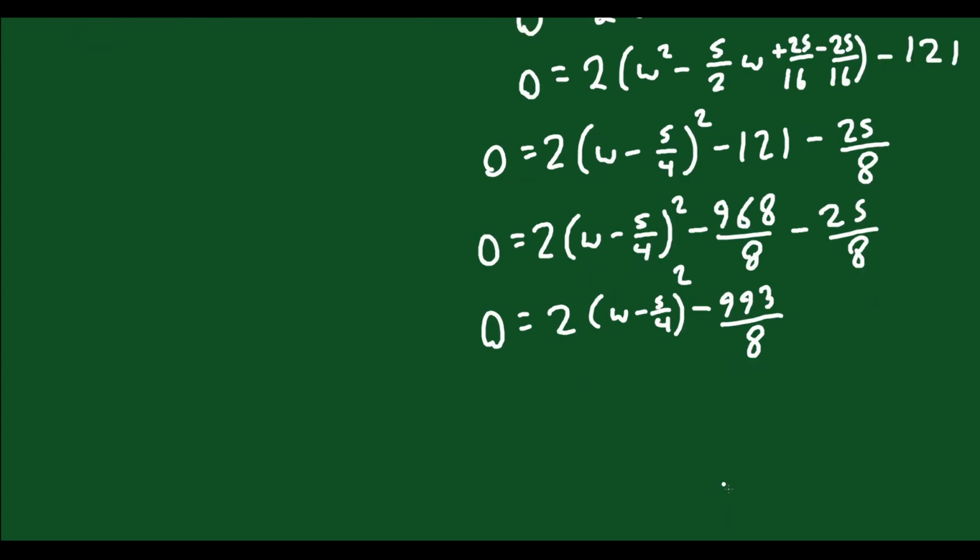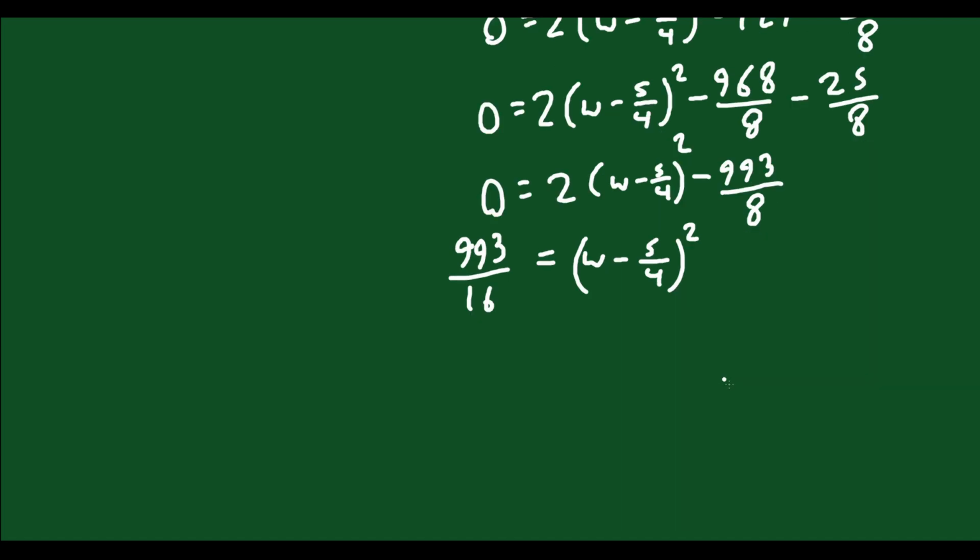Now we just have to solve for w. So move that 993 over 8 to the other side. But I'm going to divide both sides by 2 to get rid of this 2, so that's actually going to become 16. So I can do that in this step here. So that's w minus 5 over 4 squared.